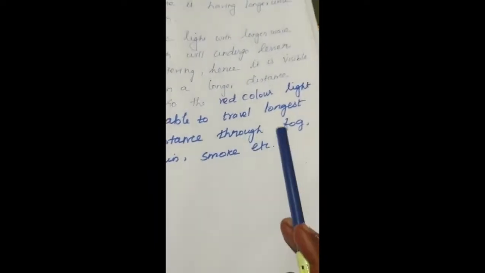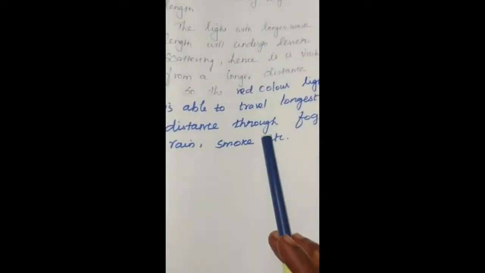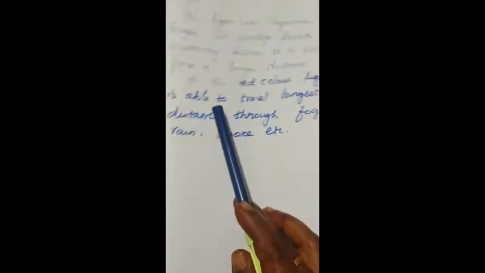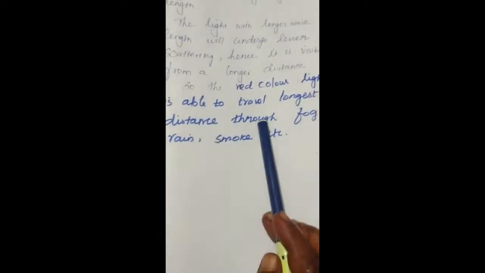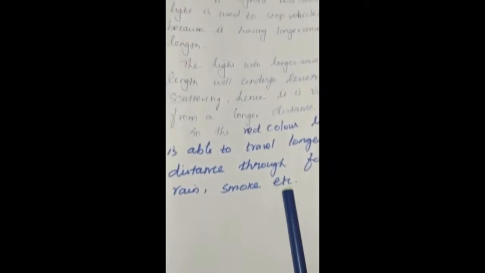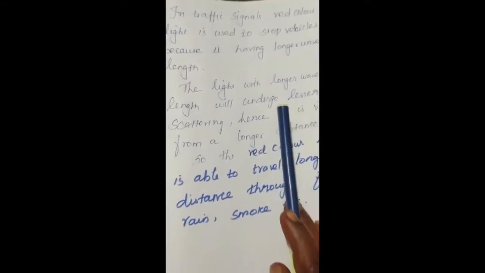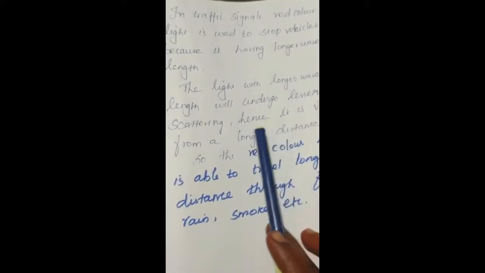It can pass through fog, rain, smoke, etc. So last paragraph, red color light is able to travel longest distance through fog, rain, smoke, etc. Please write down this answer in your class note. Along with that, the problems you have to write this answer.